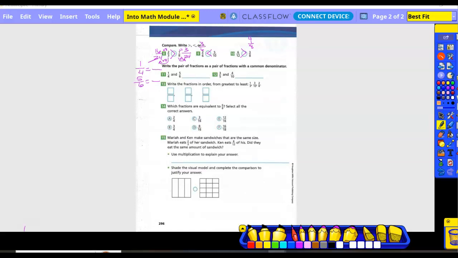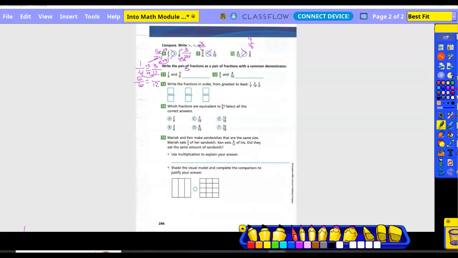24. I could do 24, right? But I could also say 4, 8, 12, 16. I could do 6, 12. What did I just say that they share in common? 12. Instead of having to get such a high number, right? So how did I get from 4 to 12? Times 3. What I do on the bottom, I do on the top.